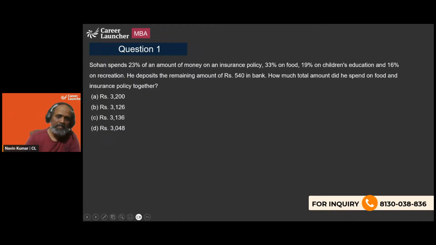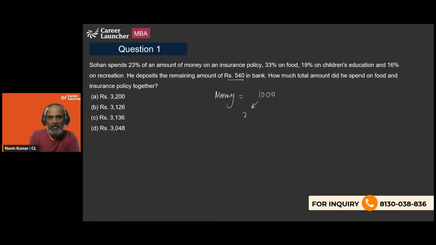Let's look at questions one by one. One spends 23% of an amount of money on an insurance policy, 33% on food, 19% on children's education, and 16% on recreation. He deposits the remaining amount of rupees 540 in the bank. How much total amount did he spend on food and insurance policy together? You can see that this is the end value, so I can assume the money to be anything. I'm going to consider the money to be, let's say, 1,000.